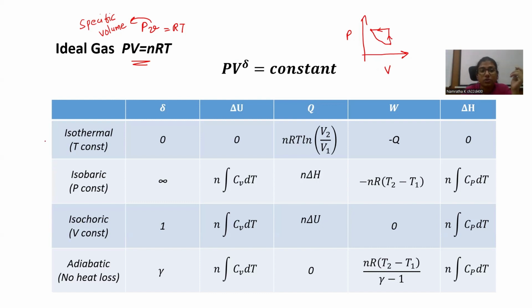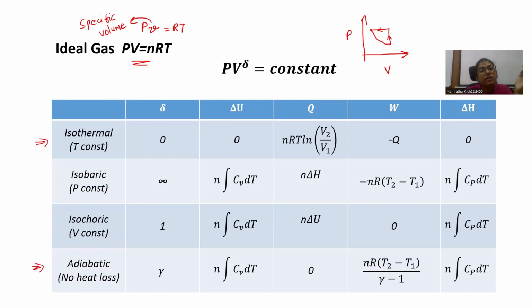Firstly, the isothermal process is defined by when T is constant. And isobaric when P is constant, isochoric when V is constant. And lastly, the adiabatic process where we assume there is no heat exchange, Q is zero here.